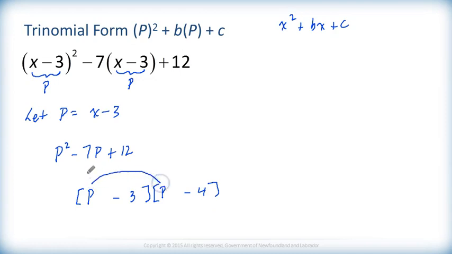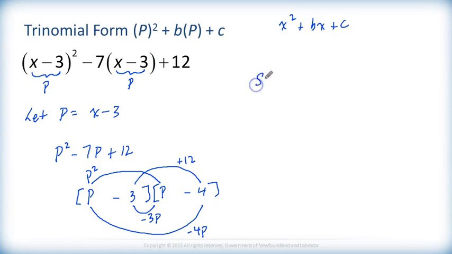p times p is p squared. Negative 3 times negative 4, that's the positive 12 we need. We've got a negative 3p when we multiply these terms, and we've got a negative 4p when we multiply these terms. And negative 3p and negative 4p will give us the negative 7p we need. Next, we substitute back, or replace the p with the x minus 3 expression that we had. So the p right here and here gets replaced with x minus 3.